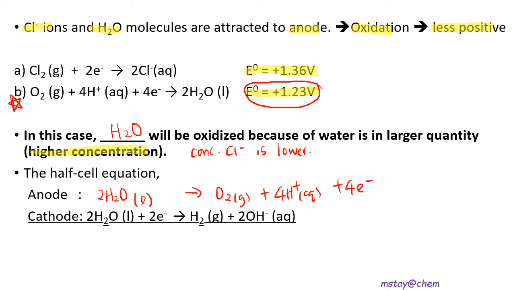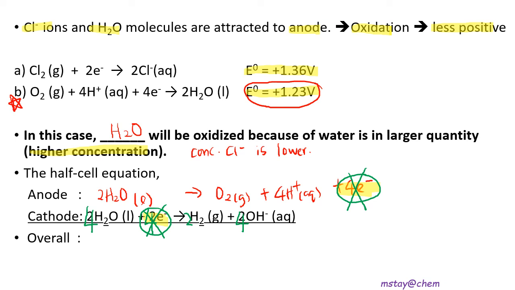Then you will notice that here, the anode loses 4 electrons, but at the cathode only 2 electrons are gained. Therefore, the half equation at the cathode will be multiplied by 2. So this one becomes 4 mole of water, 4 mole of electrons, 2 mole of H2 and 4 mole of OH negative. Then next we know that 4 mole of electrons and 4 mole of electrons can be cancelled out. So after that we try to write the overall equation.